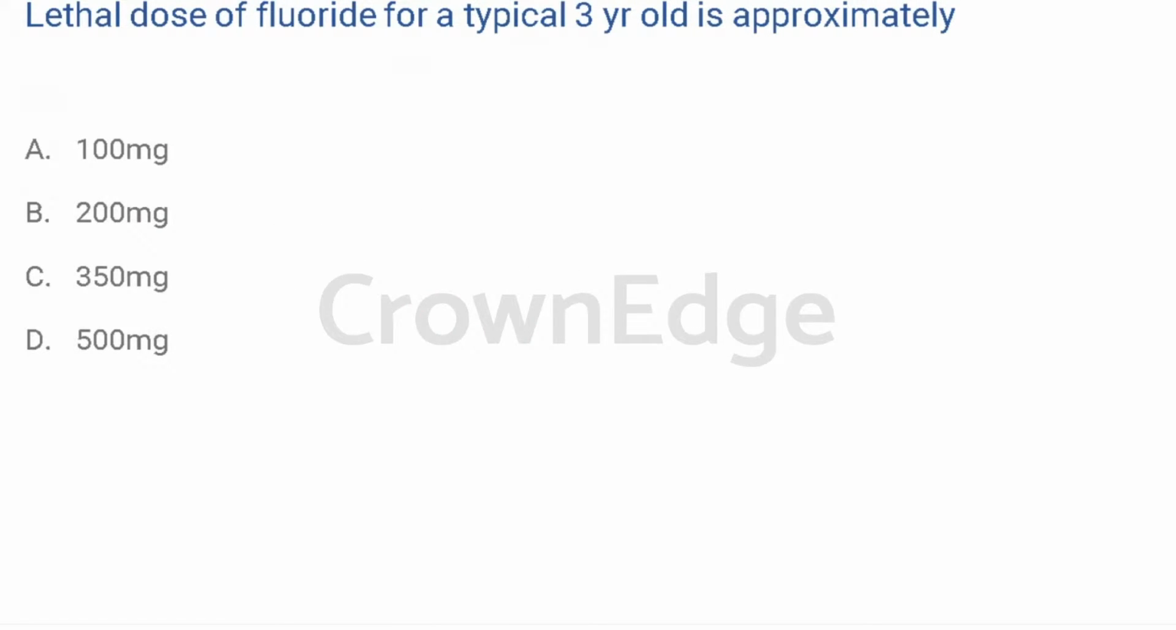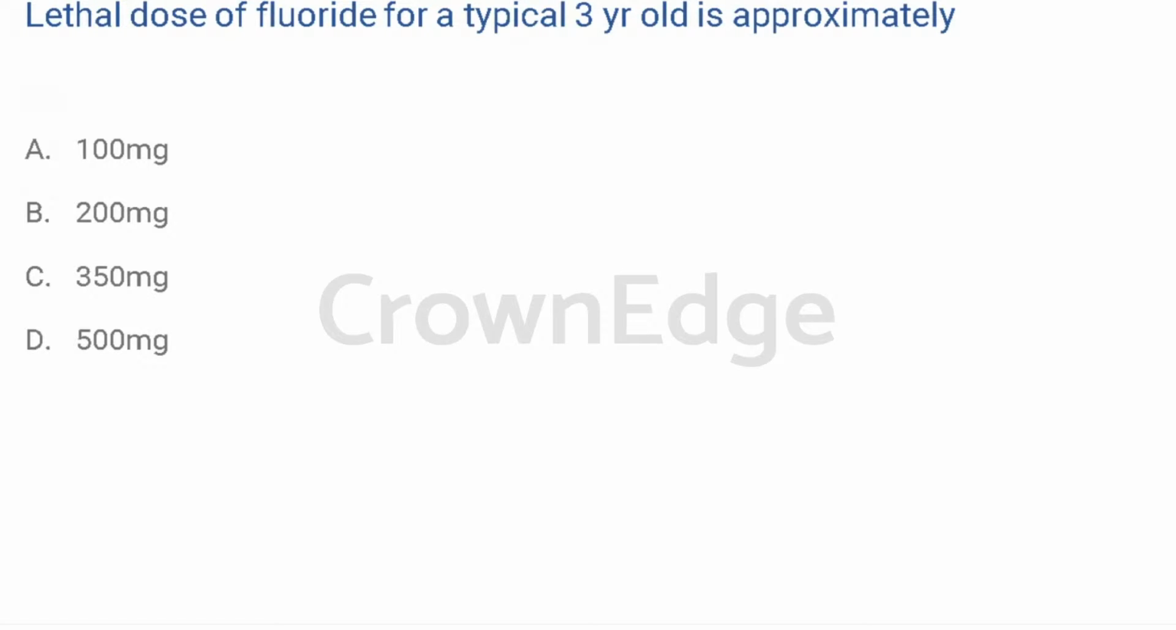Now, this question deals with the lethal dose of fluoride, which is typical for a 3-year-old. Is it approximately A, 100 mg, B, 200 mg, C, 350 mg, or D, 500 mg? So what would be your pick for this? I know this is a tricky question, so I'm going to wait for your answers. Let's see who's going to get it right, and if you get it right, I definitely want an explanation from you all. I'm going to give a second here to key in your answers for me.